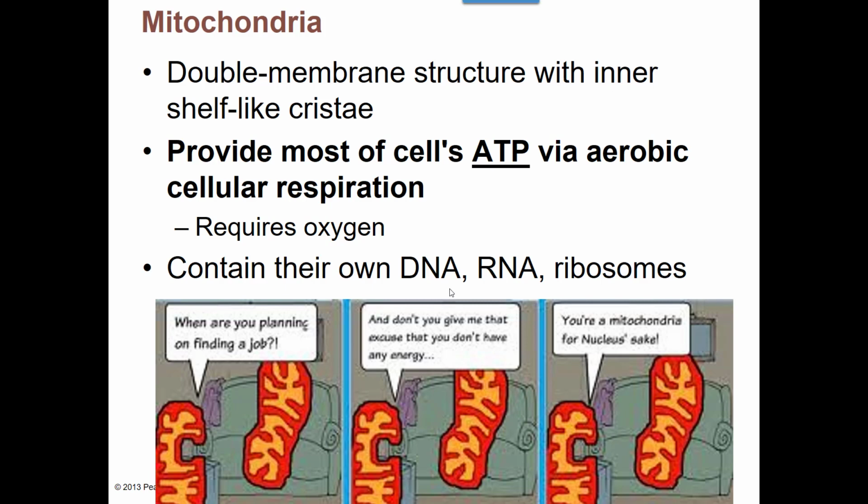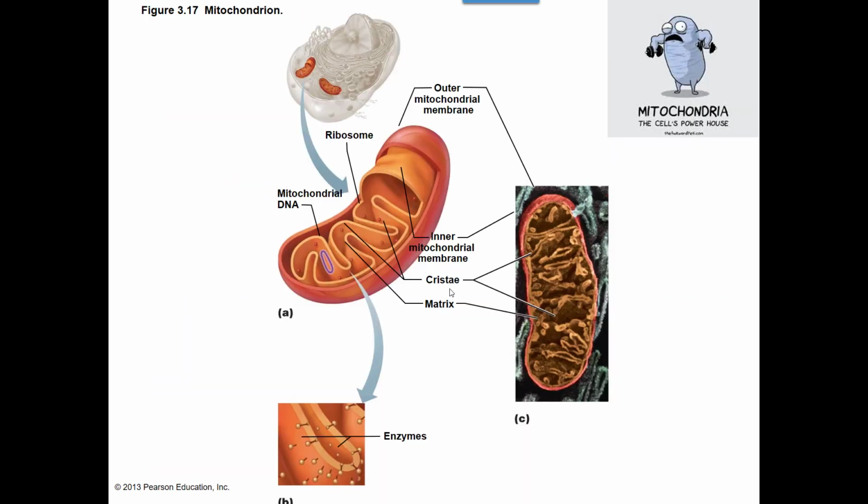Now, it's a pretty high-tech organelle. I mean, it does have two membranes. It even has its own DNA, its own RNA, and its own ribosomes. So it's a pretty high-tech organelle all by itself. And yes, its main job is to make energy. It's to make ATP. So sometimes it's called the cell's powerhouse. Sometimes it's called the mighty, mighty mitochondria. But its main job, make ATP.